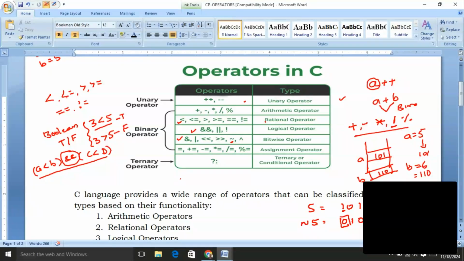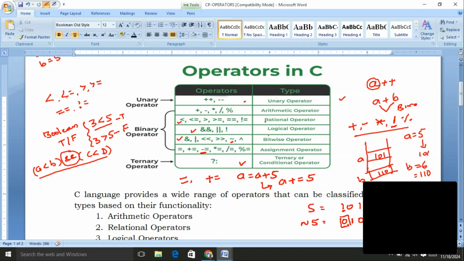The next one is the assignment operator. Actually, we consider equal to as an assignment operator, but it is possible to combine arithmetic operators with assignment operators. Sometimes we write plus equal to. This means generally we write a equal to a plus 5. Instead of this, we write a plus equal to 5. Both are the same: a equal to a plus 5 and a plus equal to 5 are the same. Sometimes these kinds of operators are known as compound assignment operators, and this is the ternary operator.